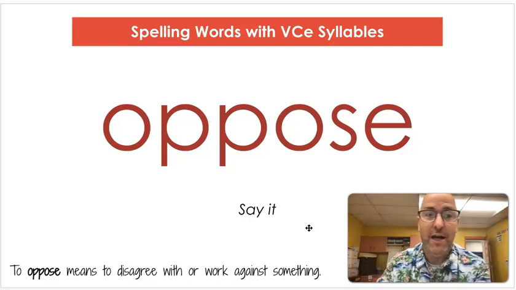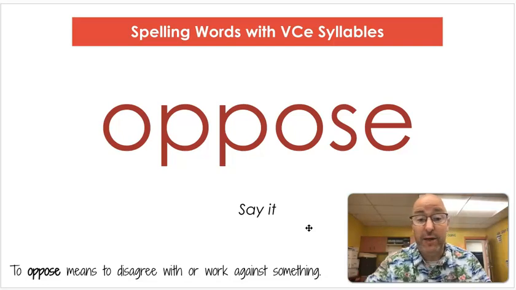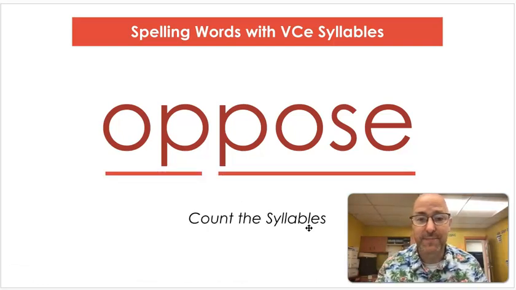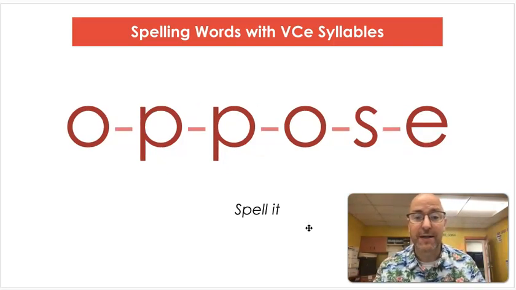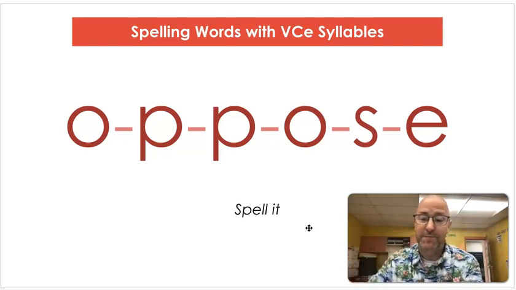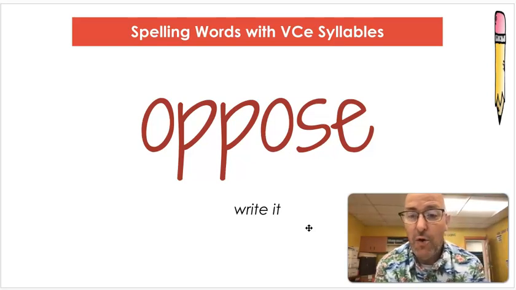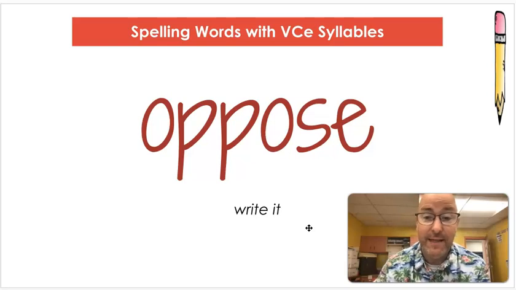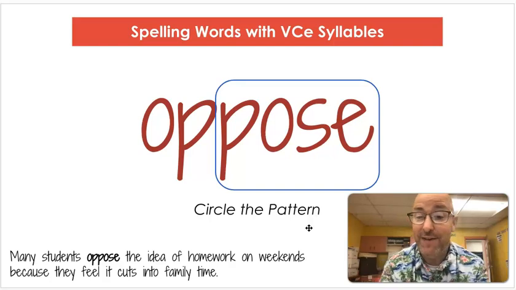Our next word is oppose. Say oppose. To oppose means to disagree with or work against something. Let's count the syllables. Oppose. Let's spell it. O-P-P-O-S-E. Oppose. And let's write it. Let's circle that last syllable. Do you know what it is? That's correct. P-O-S-E. Many students oppose the idea of homework on weekends because they feel it cuts into family time.